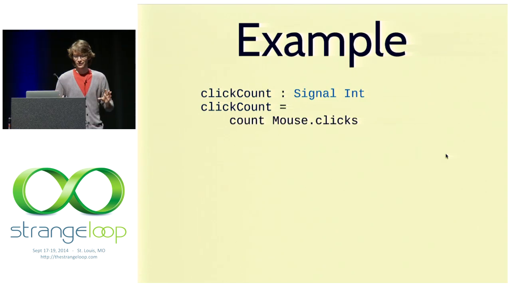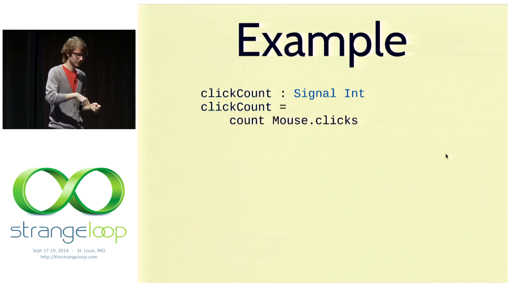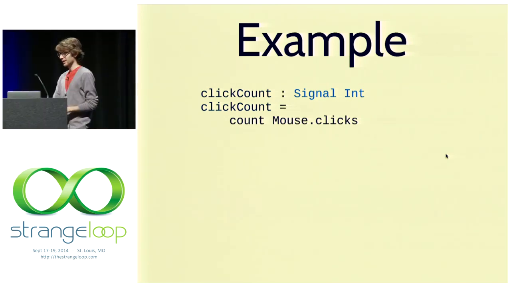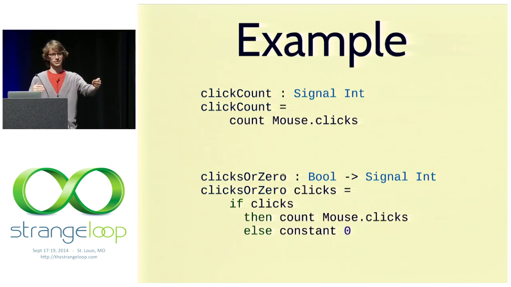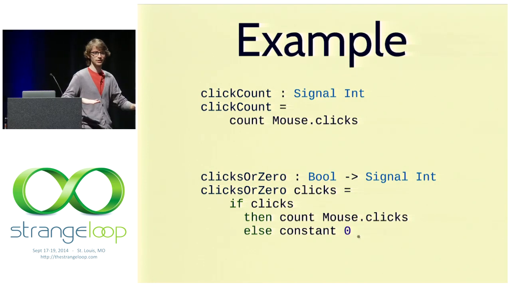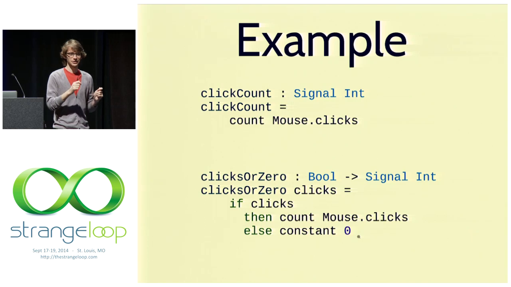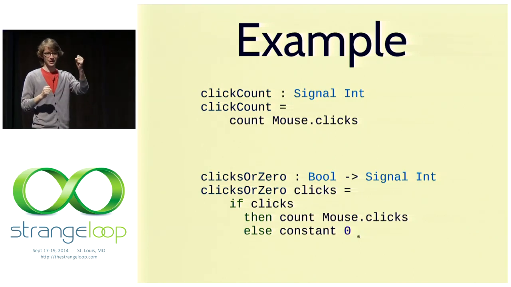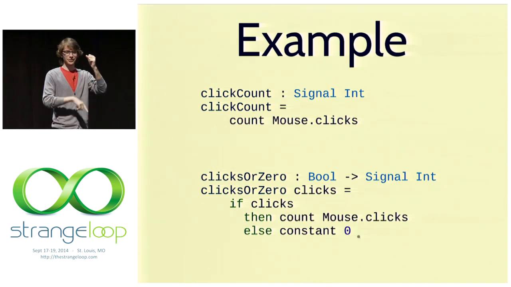Here we have a very simple signal. It's counting mouse clicks. So I click, it increments. I click, it increments. Let's see something a little bit more complicated. Here, we've got something that's either counting mouse clicks or it's 0. If I put true in, I'm going to get count mouse clicks. If I put false in, I'm going to get a constant signal of 0. So let's say we start with true, and I click 5 times. So I should be at 5. Now I go false, it's 0, and I click 5 more times. And I go true again.